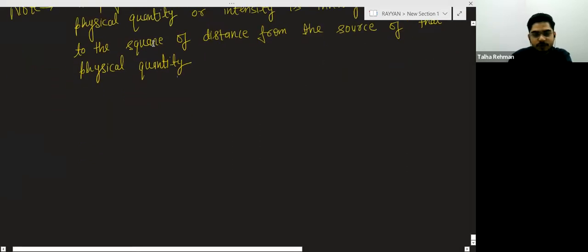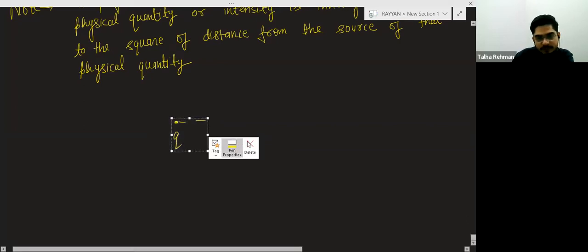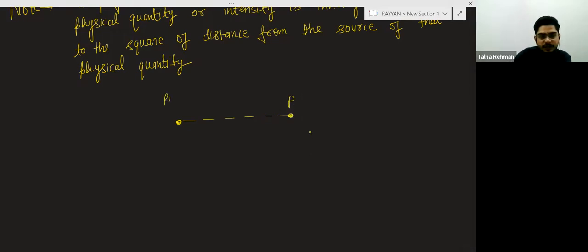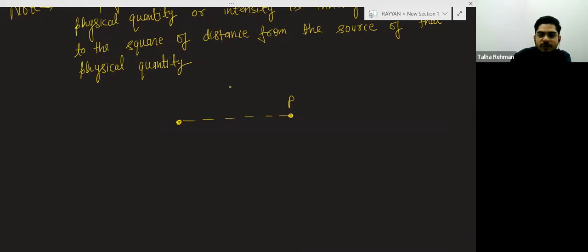I have already explained you, but just for the interest of physics, again I am telling: suppose at this point P, I want to find the intensity of some physical quantity. What is the meaning of the physical quantity? The quantity which is measurable. Measurable quantities are known as physical quantities. You can take the example of electric field also. Suppose you want to find the electric field at point P.